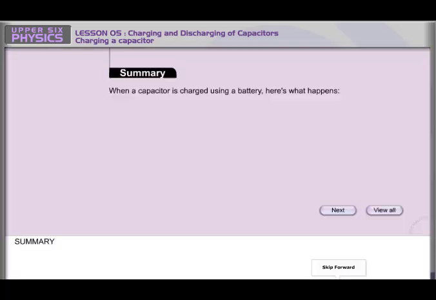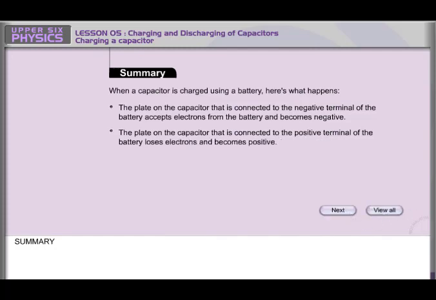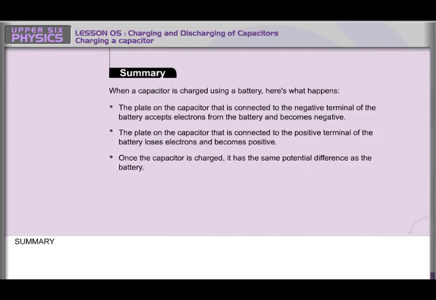Summary. When a capacitor is charged using a battery, here's what happens. The plate on the capacitor that is connected to the negative terminal of the battery accepts electrons from the battery and becomes negative. The plate on the capacitor that is connected to the positive terminal of the battery loses electrons and becomes positive. Once the capacitor is charged, it has the same potential difference as the battery.